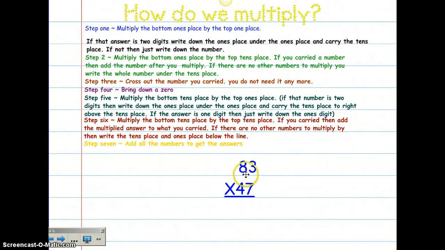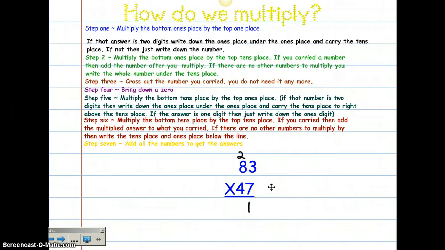Again, I'm going to start with step 1. Multiply the bottom ones place by the top ones place. So the bottom ones place is 7. The top ones place is 3. 7 times 3 is 21. I'm going to write down the number 1. Now, if the answer is two digits, write down the ones place under the ones place. I did that. And then carry to the tens place. So I'm doing that. So I wrote 21. I just wrote the 1 down here and the 2 up here.